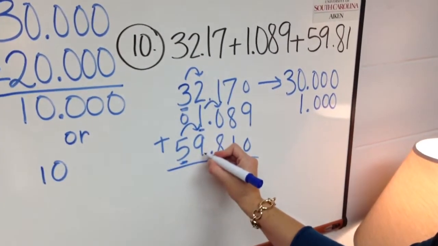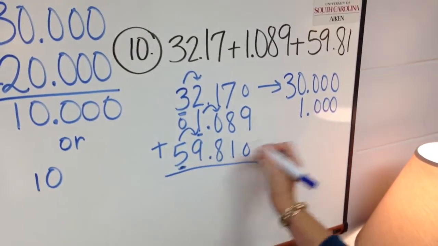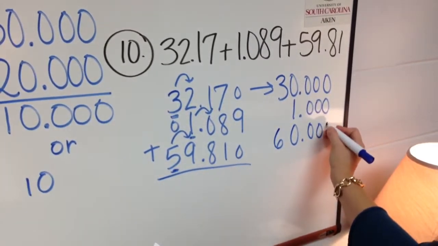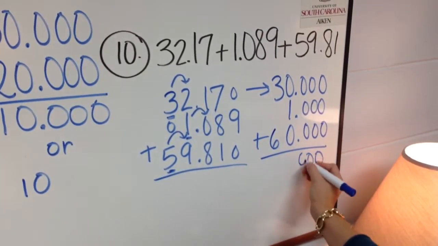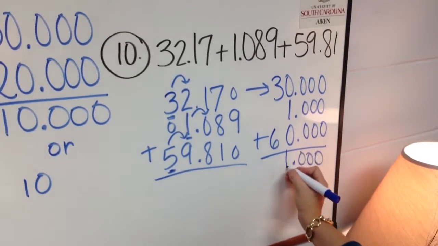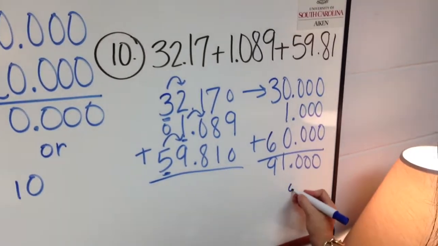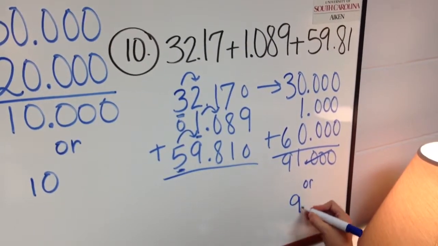And I'm going to go to the greatest place here. 5, looking at a 9. Remember, anything 5 or greater is going to cause this number to go up. So this will be 60. And then we are ready to add. Bring that decimal down. And this could be 91.000, or you can take the decimal and the zeros off, and we have 91.